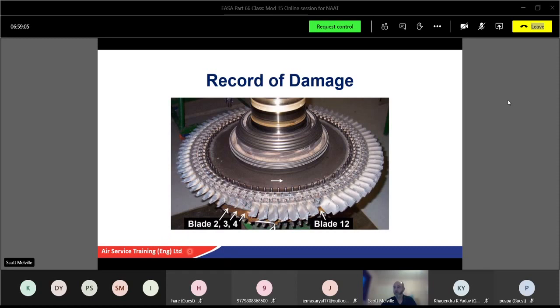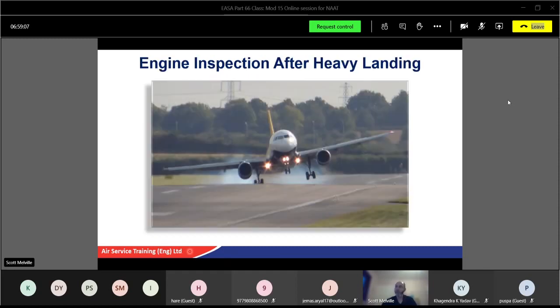Okay, let's move on to the last bit for today. It's engine inspection after a heavy landing, and hopefully you never fly like that. Okay, so engine inspection after heavy landing. Crosswind landing, yeah. You come in heavy, and I've had that a few times myself.